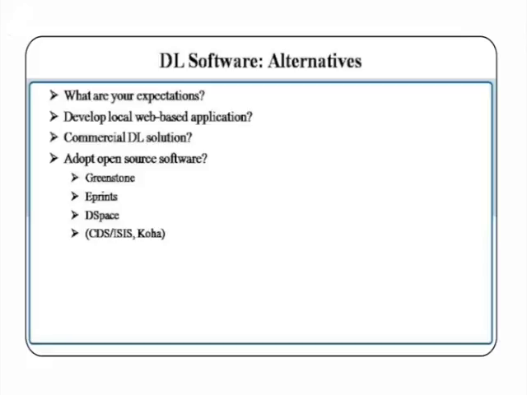And it is up to the user to decide which one you want to choose and implement in your organization. We also have something like CDS/ISIS, Koha, etc. for library automation, plus the digital component is also getting integrated with this kind of software. So it is up to you, the alternatives are available to you, what kind of model, and if you choose one model, what kind of software you have to select.